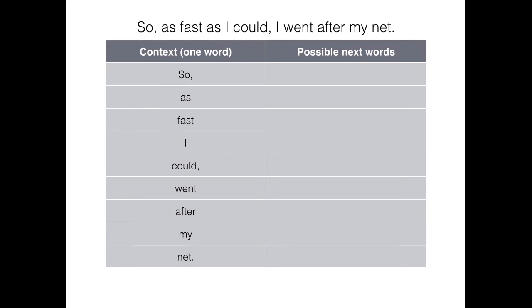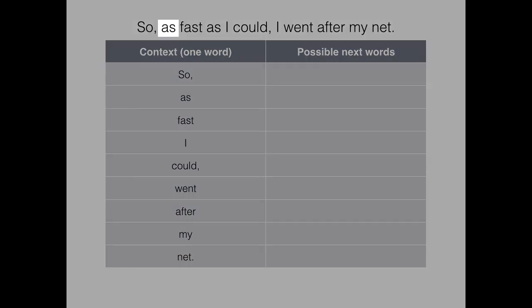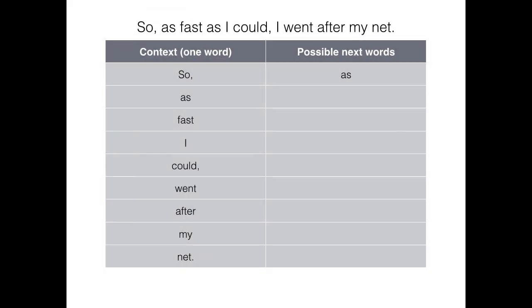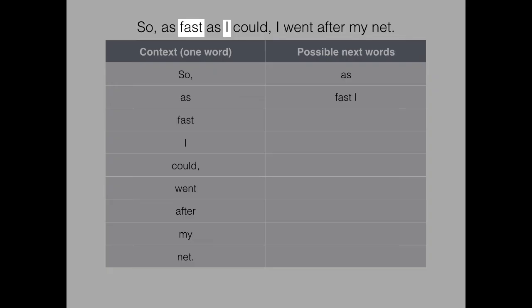Our next task is to complete the following tables in order to see exactly what data we need to be keeping track of when we're looking at the contexts and the next possible words. So the table starts with all of the one-word contexts, and it's our job to determine the next possible words. After "so," the next possible word is "as." After "as," there are two possible words, "fast" and "I." After "fast," we have only one option, which is "as," and so on.